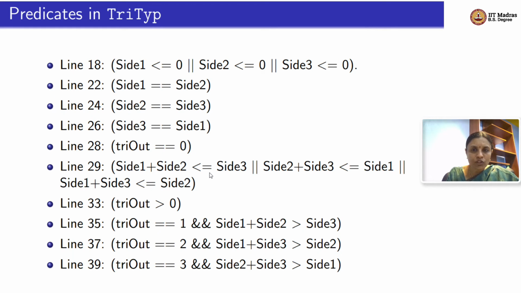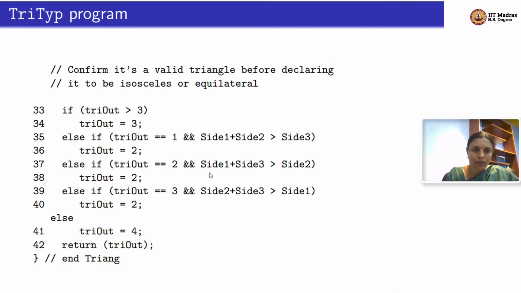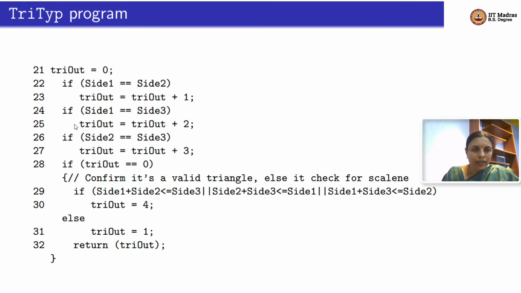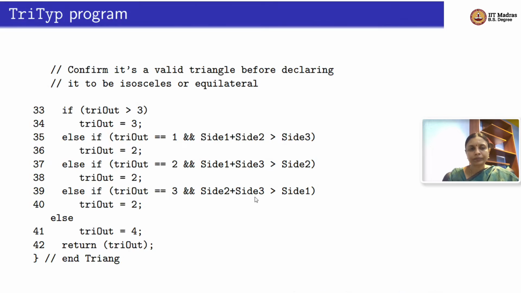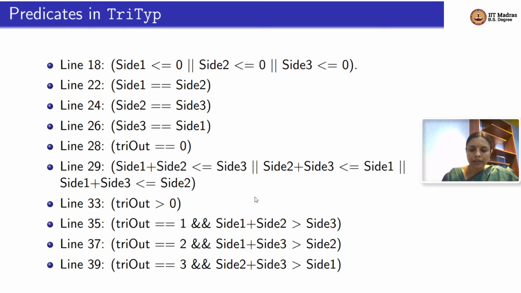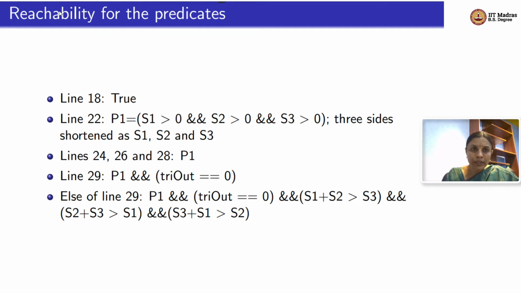So let's go back and check that. It should be correct. Line 29 is reached if 28 becomes true. 28 becomes true if tryout is 0, and then these conditions. Is this clear? So that's the reachability for line 29. Now the else of line 29 is the negation of that, so P1 and the opposite of that.